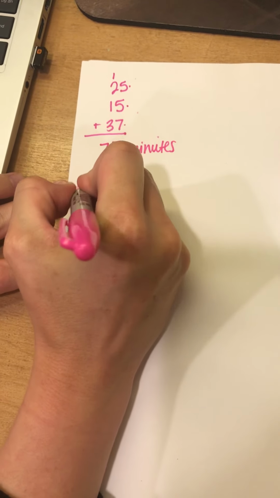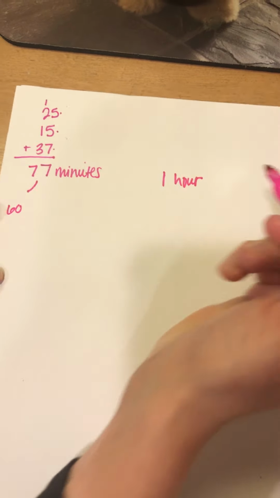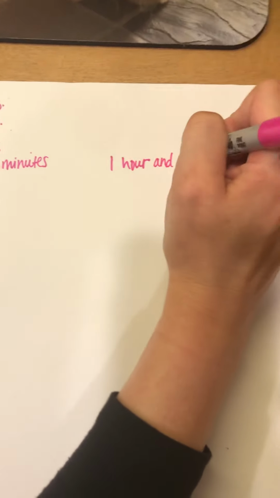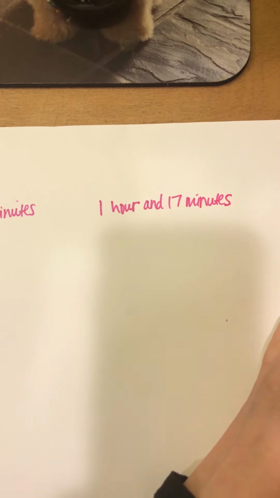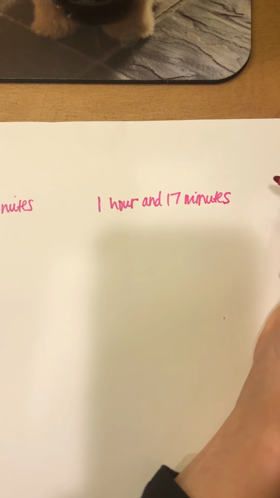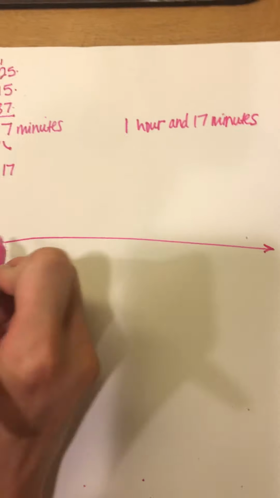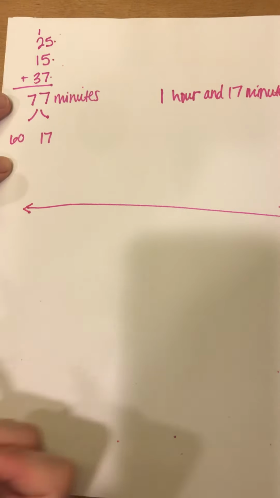So that's going to be 60 for an hour. So I'll jot that down over here, 1 hour. And then 77 minus the 60 is 17 minutes. So 1 hour and 17 minutes is the amount of time she spent working on her science project. We're going to draw our open number line. If she finishes working on her project at 12:05.